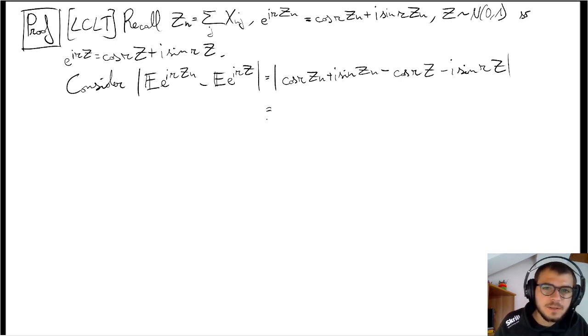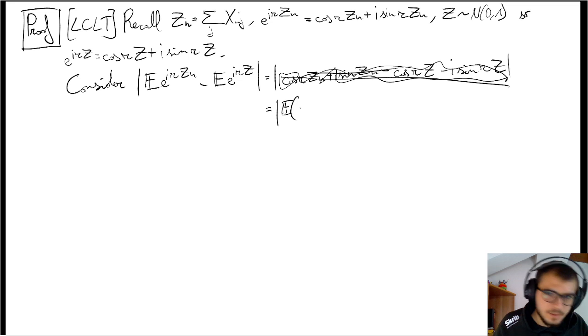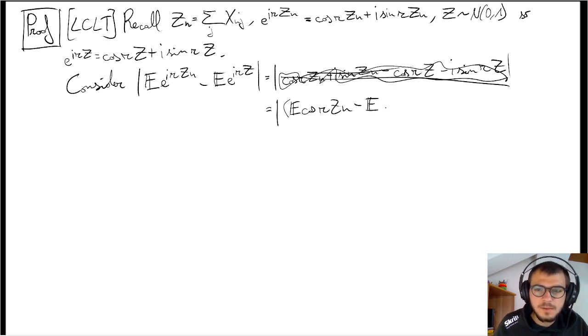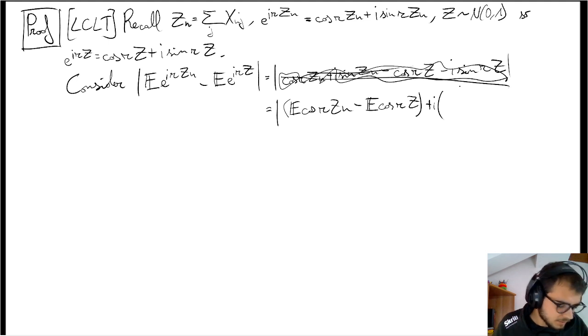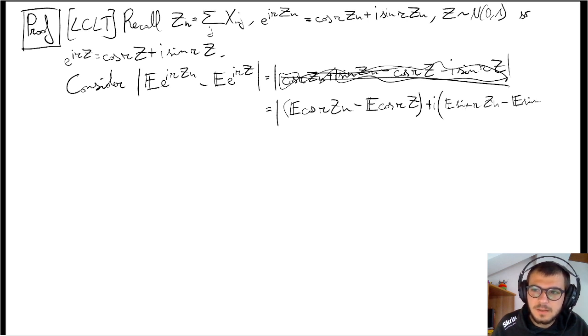Well, here it is grouped together in this way. Oh, but it's the expectation. Forget about this. The expectation of cosine r theta n minus the expectation of cosine r theta, plus, actually, i times the expectation of sine r theta n minus the expectation of sine rZ. Okay, little by little we will make it.